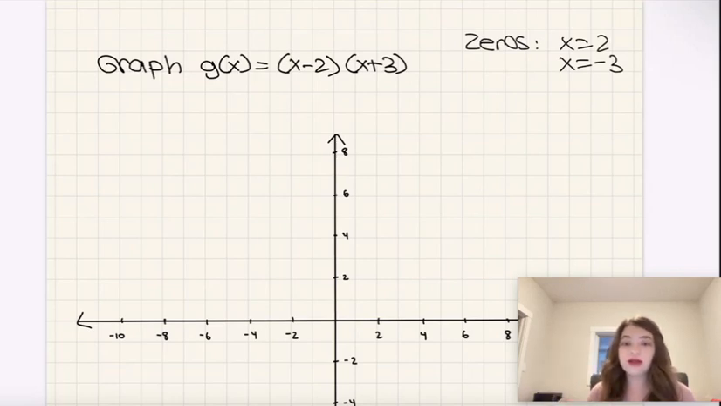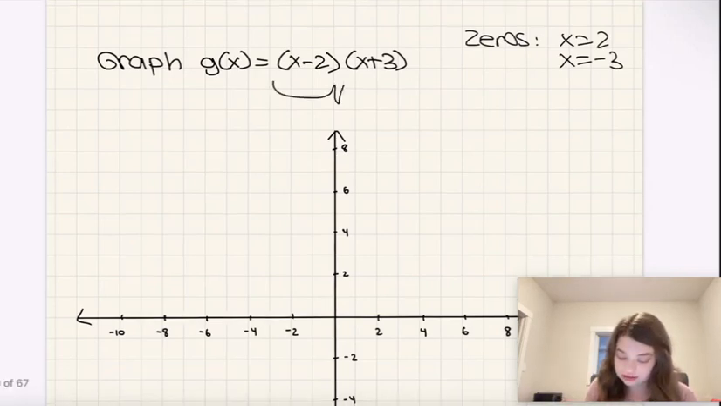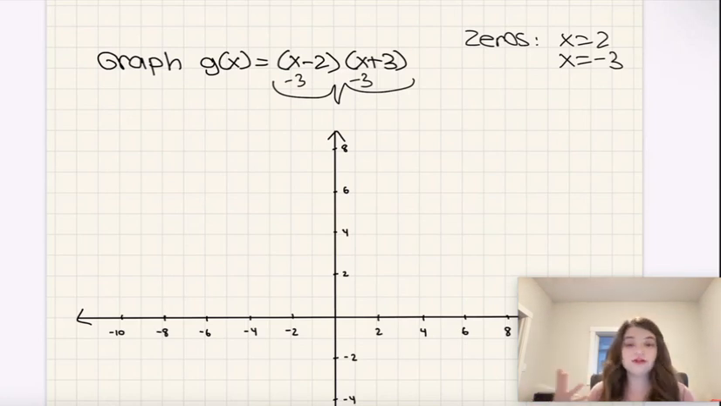Well, if we were to plug in 2 into this equation, we would end up with 2 minus 2 in the first brackets, which is 0, times 2 plus 3 in the second brackets, which is 5. So we end up with 0 times 5, which is 0. And same with -3. If -3 were to be placed here, we would end up with -5 times 0, which is 0, right?